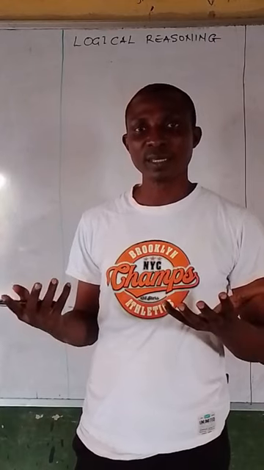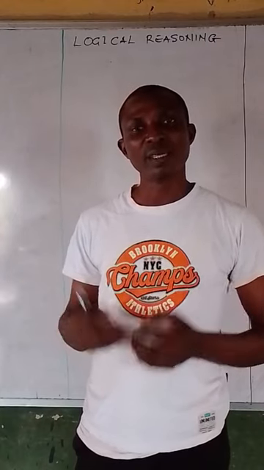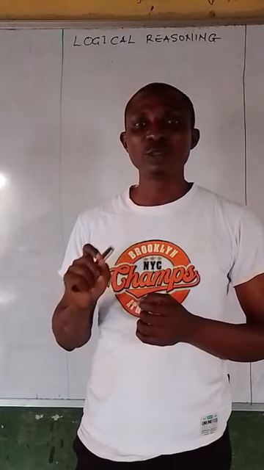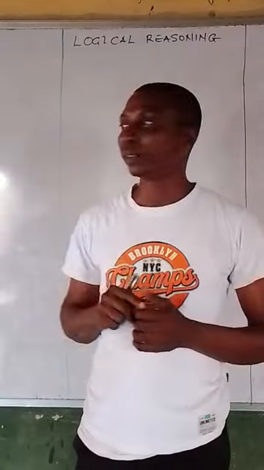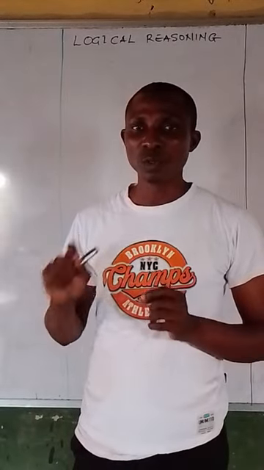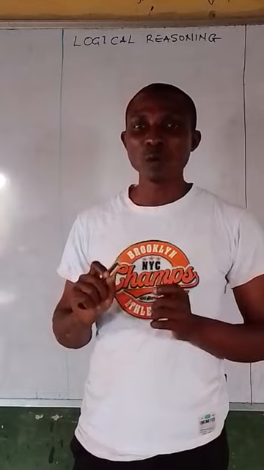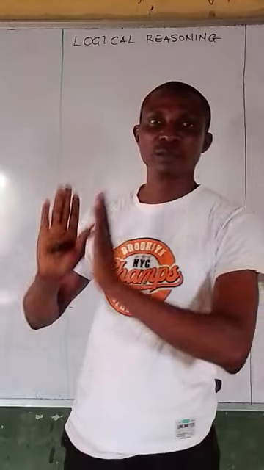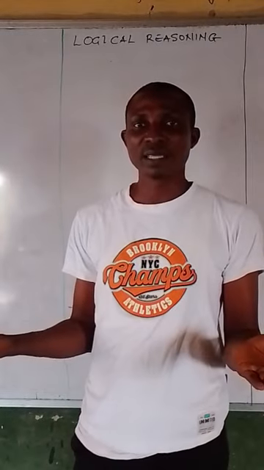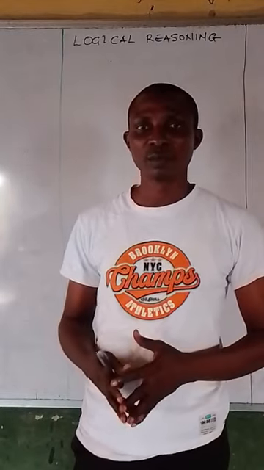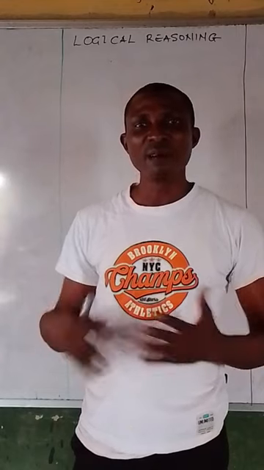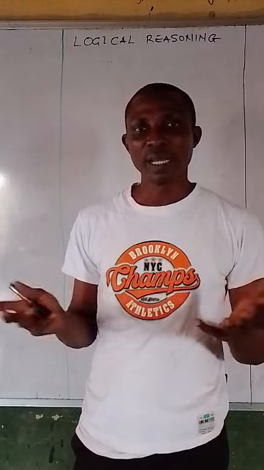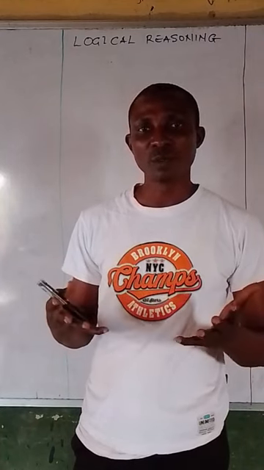Now, when is a statement said to be closed? A statement is closed if we can assign a truth value to it. I come again. A statement is called a closed statement if you can assign a truth value to it. Now, we ask ourselves, what do we call truth value? A truth value simply means validity of a statement.